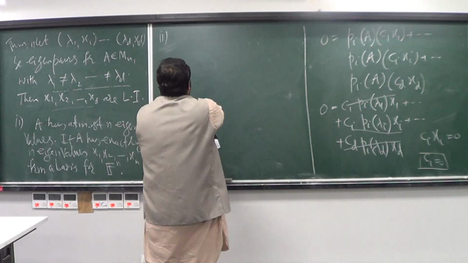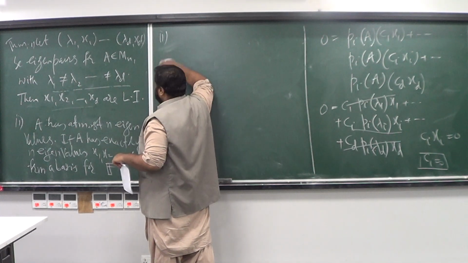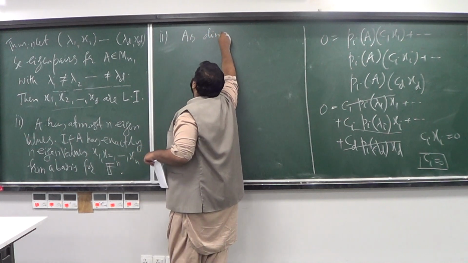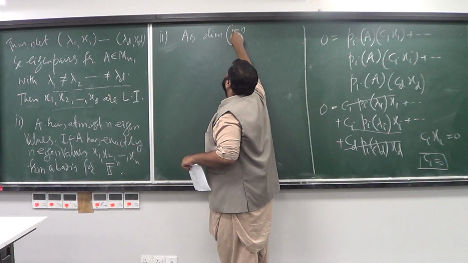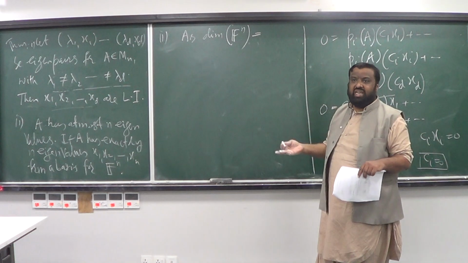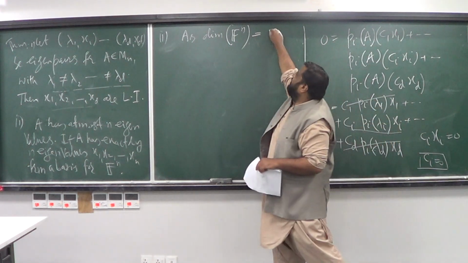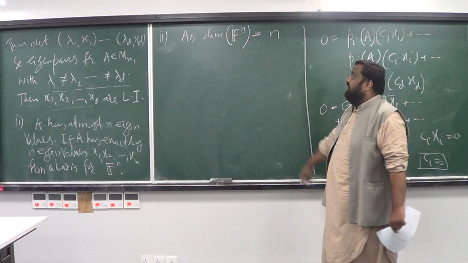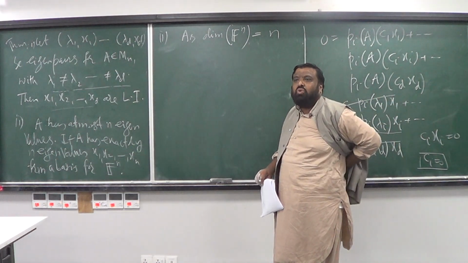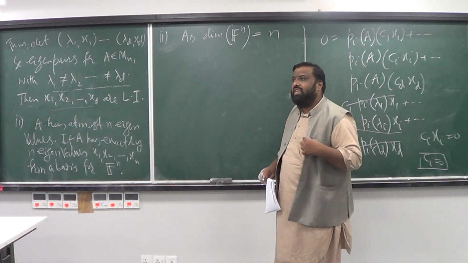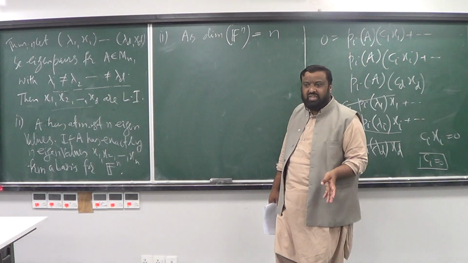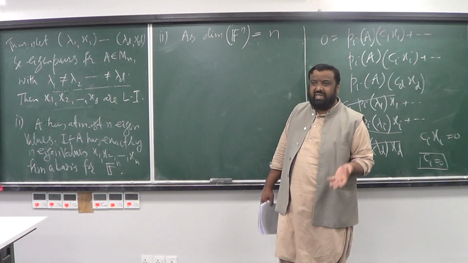So suppose there are... by the way, what is the dimension of Fn, in other words, Cn or Rn? Its dimension is equal to n. So in this Fn, if you take more than n vectors, they must be linearly dependent.